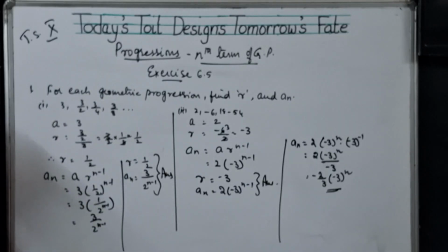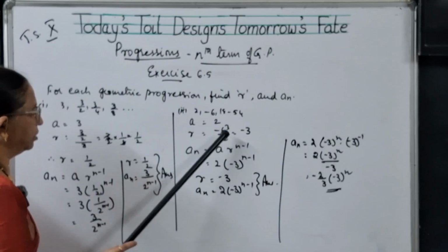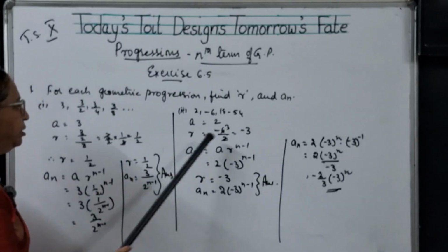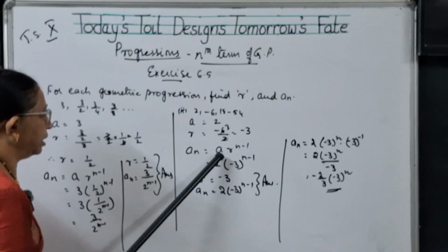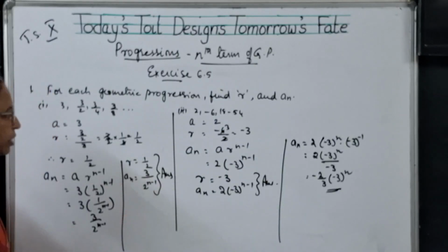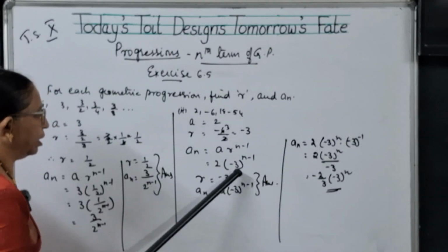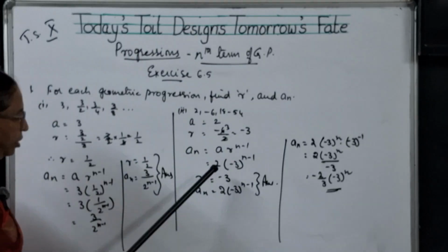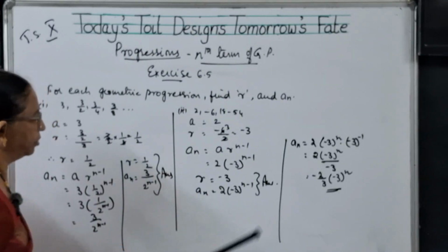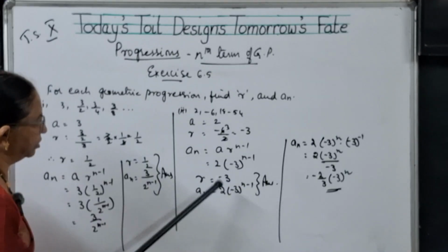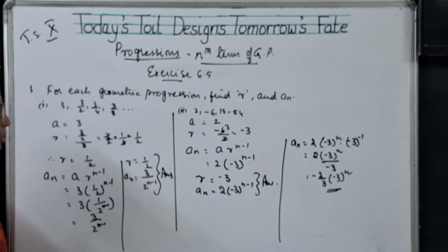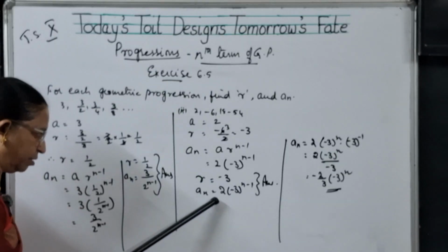So here, the second one: A is 2, R is minus 6 by 2, that is minus 3. R value is minus 3. Nth term is A into R to the power of n minus 1, that is 2 into R to the power of n minus 1, where R is minus 3, whole to the power of n minus 1. So Nth term is 2 into minus 3 to the power of n minus 1. You can consider this as the answer, children.